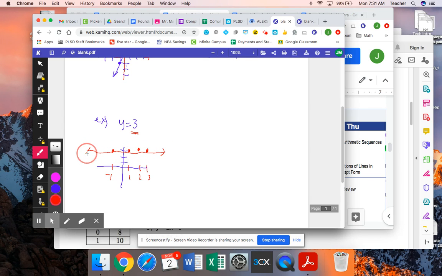Sorry, I missed the points. So this is a horizontal line. It's kind of different from what you would think. Horizontal lines are y equals. All right, that's as opposed to, say, an example like x equals negative 2.